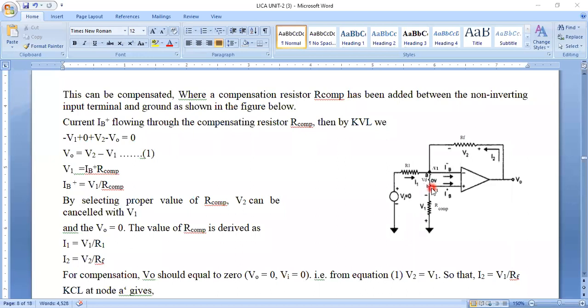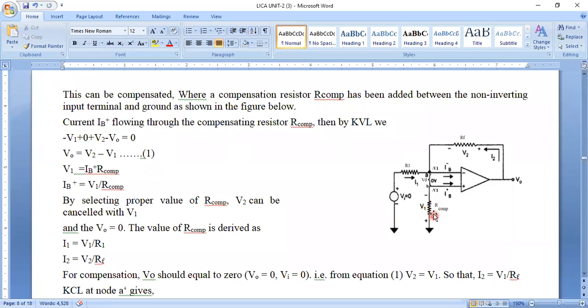So when we apply KVL from the V1 branch to the output V0 branch, we get this expression. From that, the output value is V0 equal to V2 minus V1. V2 is nothing but the voltage across the feedback resistance, and V1 is nothing but the voltage across the compensating resistance.